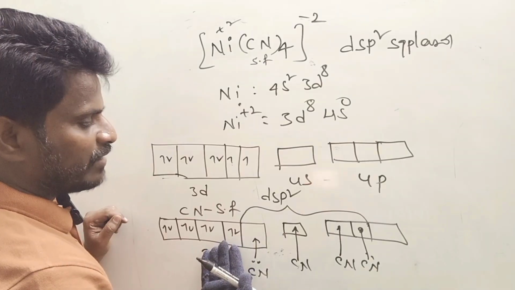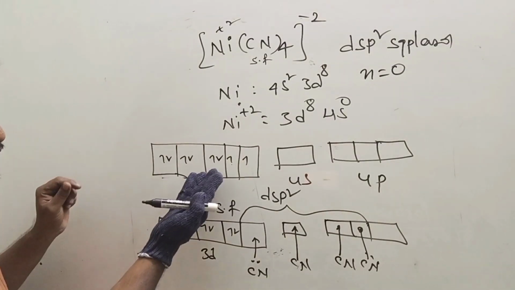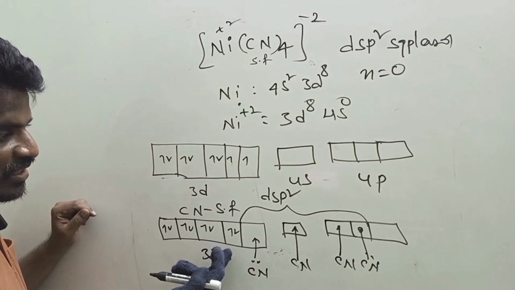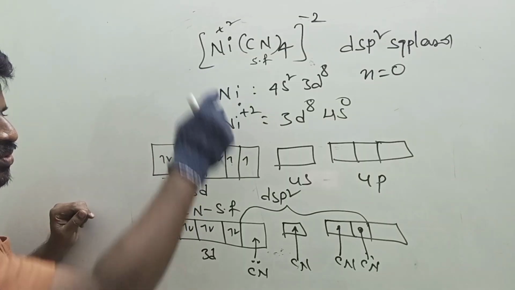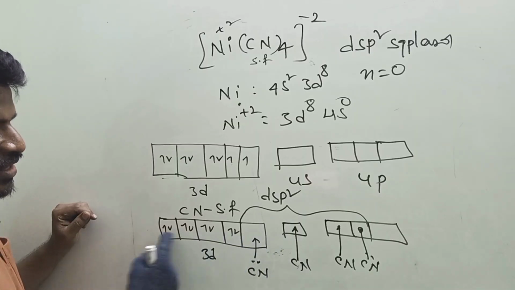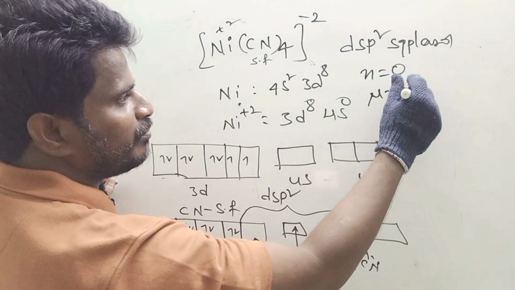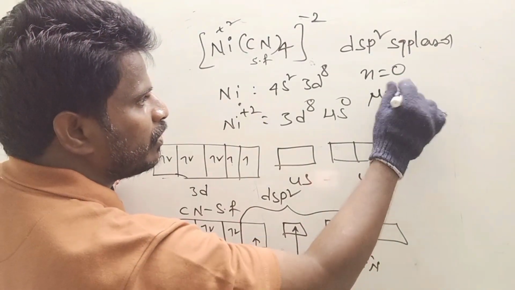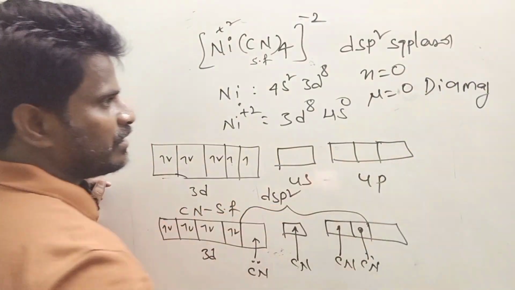and pairing of electrons takes place. The n value is 0 before formation of the complex, and this is after formation of the complex. In this compound, after formation of the complex, there is no unpaired electron, then the n value is equal to 2 and mu also 2. It indicates it is a diamagnetic nature.